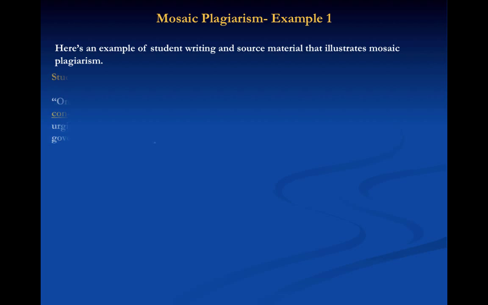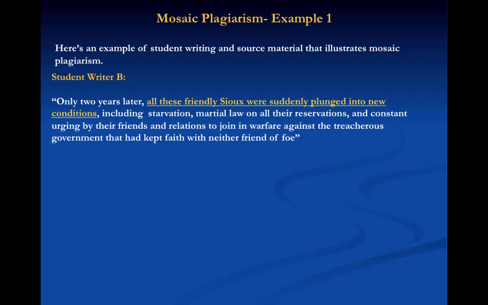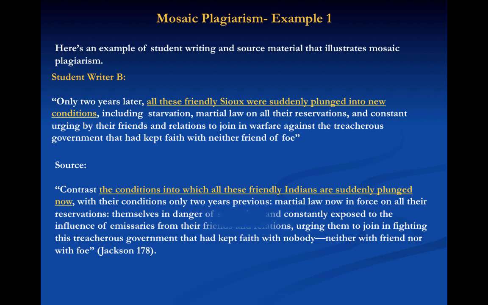Here's an example. Concentrate on the text in yellow. Look at the source and then the text written by the student writer. Instead of the phrase, all these friendly Indians, the writer substituted, all these friendly Sioux. They kept the phrase, suddenly plunged, and the writer kept the word conditions. The student has basically copied the phrase, all these friendly Indians were suddenly plunged.